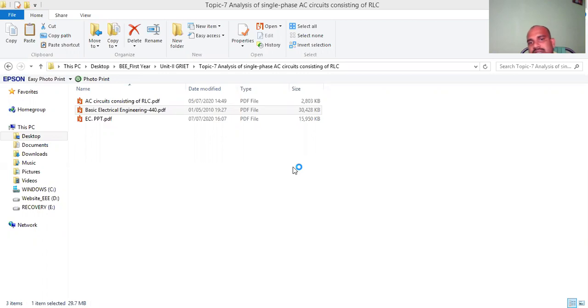Concept of admittance. Admittance is equal to the reciprocal of impedance. This applies to two or more parallel circuits and their components of admittance. Admittance means the reciprocal of impedance. The impedance means R plus j(XL minus XC), and admittance is equal to 1 by Z.